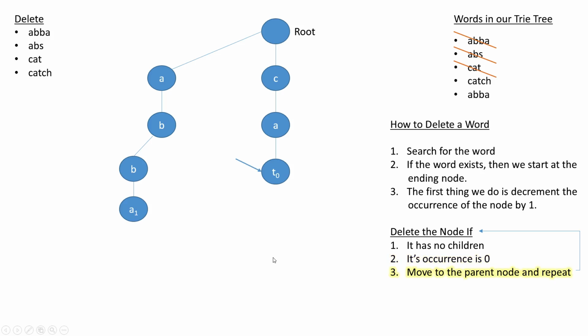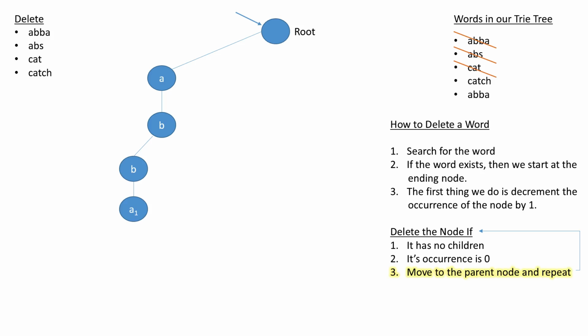We'll move to the parent node, repeat. Has no children, occurrence is 0, so we'll remove it, move to the parent node, and repeat. Has no children, its occurrence is 0, we'll remove it, move to the parent node, and repeat. It has no children, its occurrence is 0, so we'll remove it, then we'll move to the parent node and repeat.